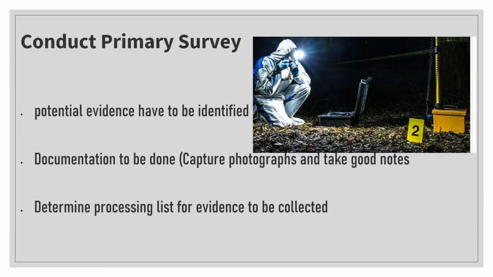Primary survey. When you are doing a primary survey, you identify the potential evidence to be collected. You just identify that there is need to collect that blood stain, there is need to collect that cartridge. So a primary survey is important. Then documentation is to be done, whereby you take pictures at different angles and you take good notes so that you use them when you are writing a processing list. So determine the processing list of evidence to be collected.